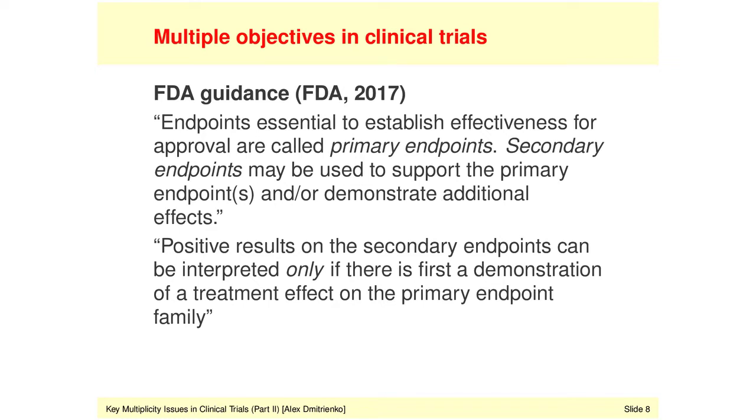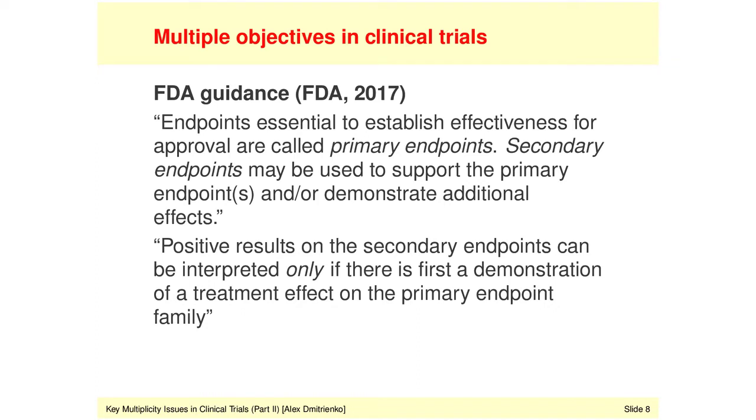Coming back to the quotes given on the slide, the FDA guidance gives the following definition of the primary and secondary endpoints. Endpoints essential to establishing effectiveness for approval are called primary endpoints. Secondary endpoints may be used to support the primary endpoint or endpoints and/or demonstrate additional effects.